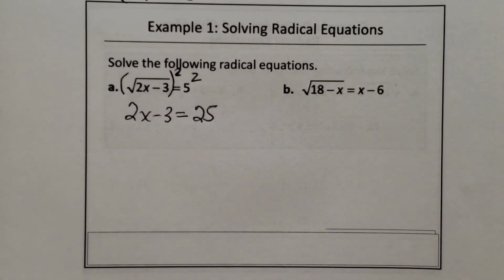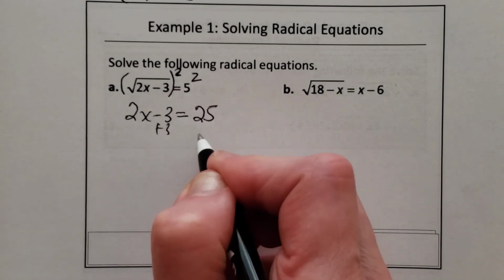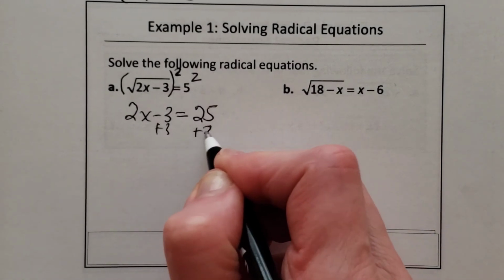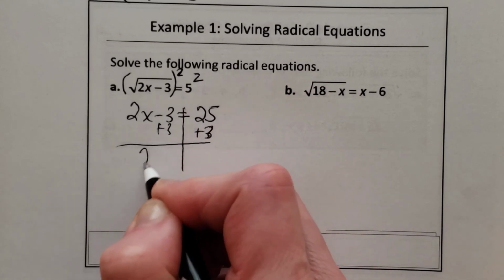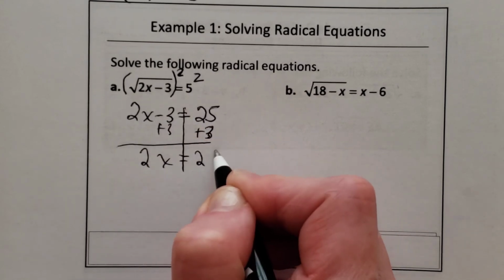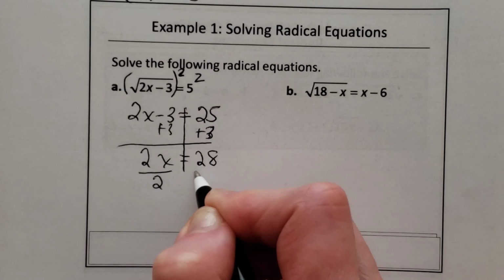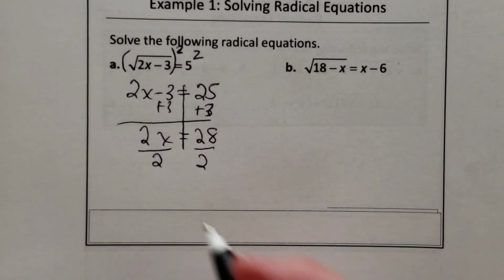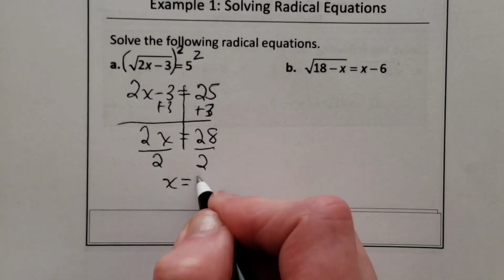So now we're going to solve for the x by adding 3 to both sides. So then we have 2x is equal to 28. And to solve for x, I'm going to divide both sides by 2. So I find that x is equal to 14.